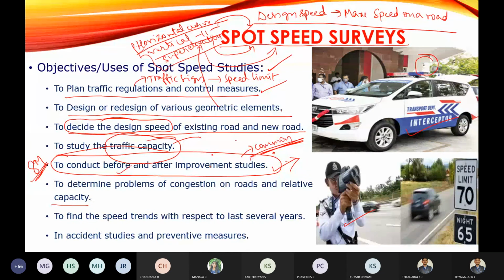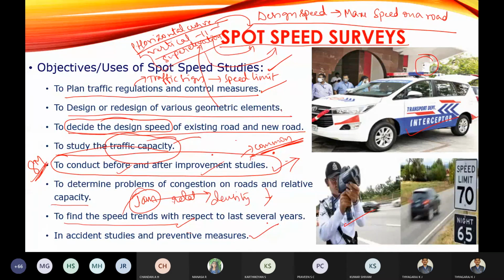Then to conduct before and after studies. Then to study the problems of congestion. I told you, what are the problems in a jamming condition, and what is their relative capacity? Whenever there is a jamming condition, the density is going to increase. Then to find the speed trends, how the speed varies with respect to time and over the years. So that can be obtained. Then in accident studies, to know the causes and the preventive measures. These are some objectives of spot speed study.